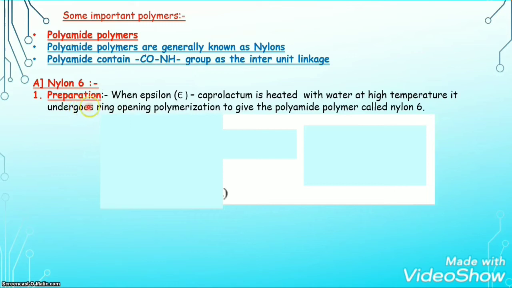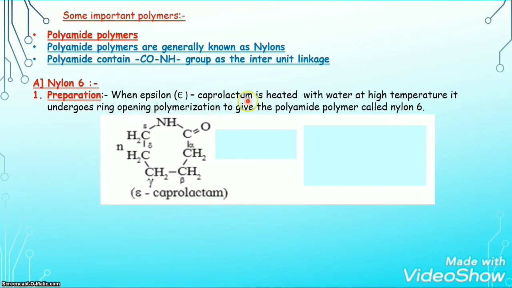Here is the preparation of nylon 6. When epsilon caprolactam is heated with water at a high temperature, it undergoes ring opening polymerization to give the polyamide polymer called nylon 6. For the preparation of nylon 6, we need a monomer, that is epsilon caprolactam.